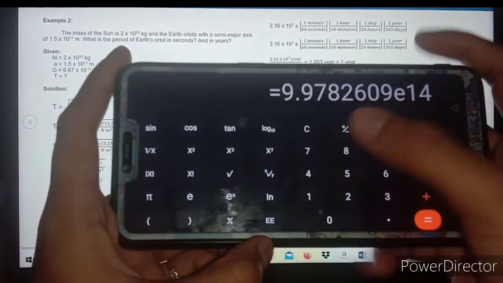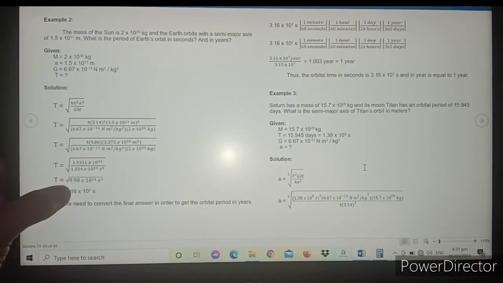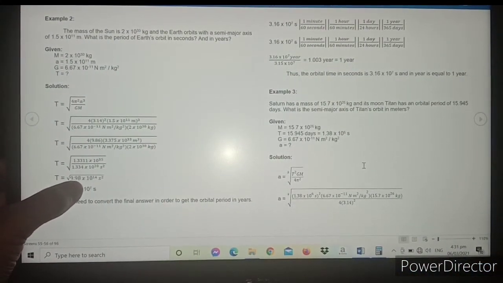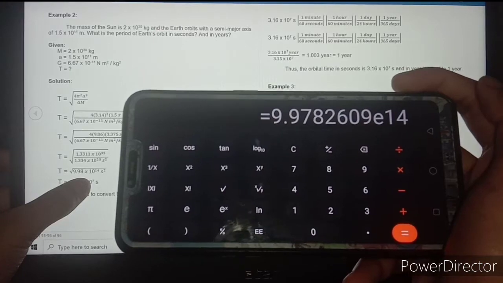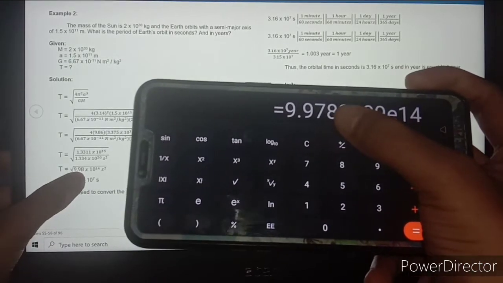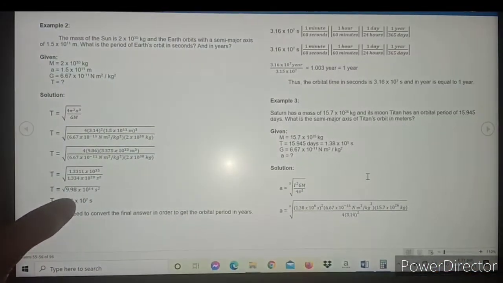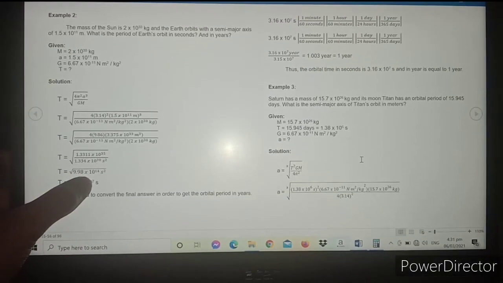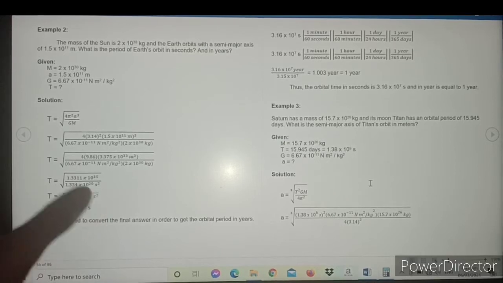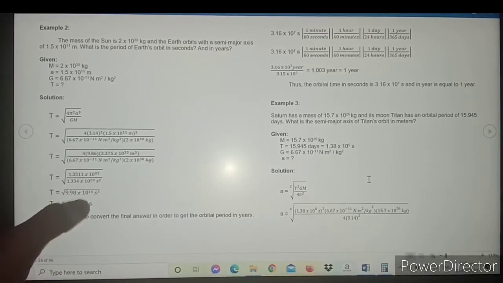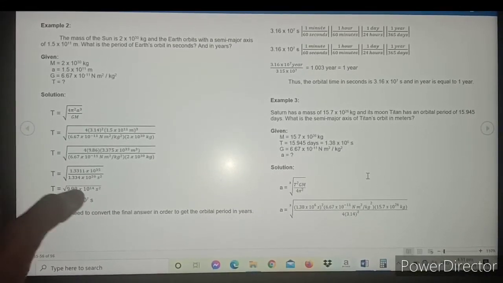So, ang ginawa ko naman dyan sa computation sa inyong solution is 9.98 since nag-round off tayo. So, as you can see, we have 9.978, okay, 2609. So, round off, that's why we have 9.98, and then times 10 raised to 14 s squared. Okay? So, ito na yung value natin na nakuha as a quotient.